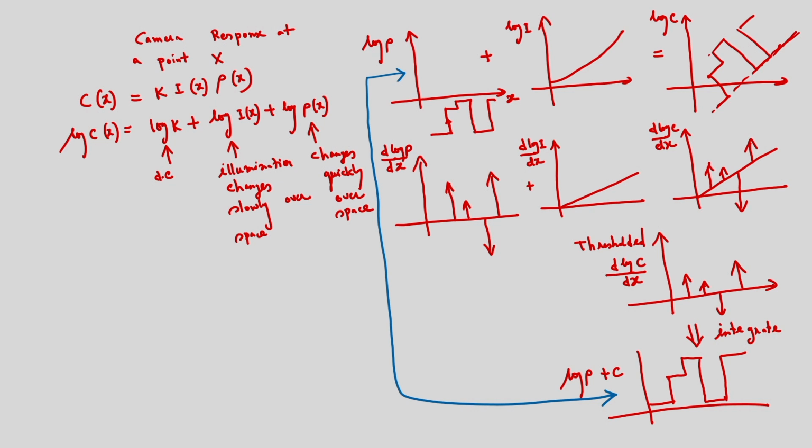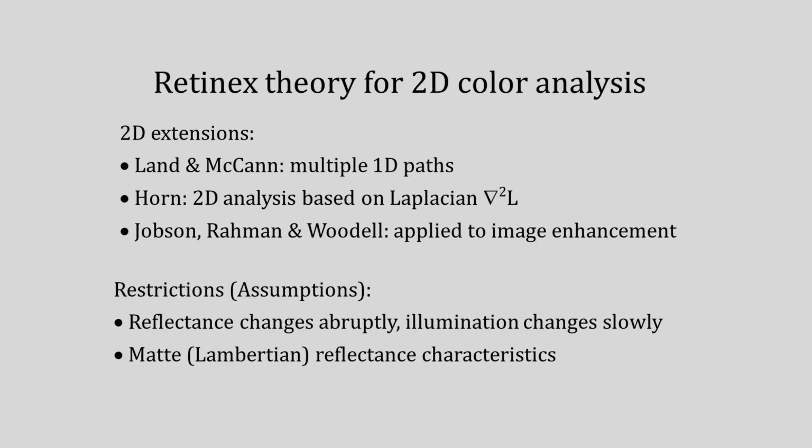I am not explaining in detail, but if you want to see the solution of this problem, you can see a book or maybe some research papers, on how to solve this problem. But the main concept is this, that is how to determine the surface reflectance. So Retinex theory for 2D color also we can extend like this.